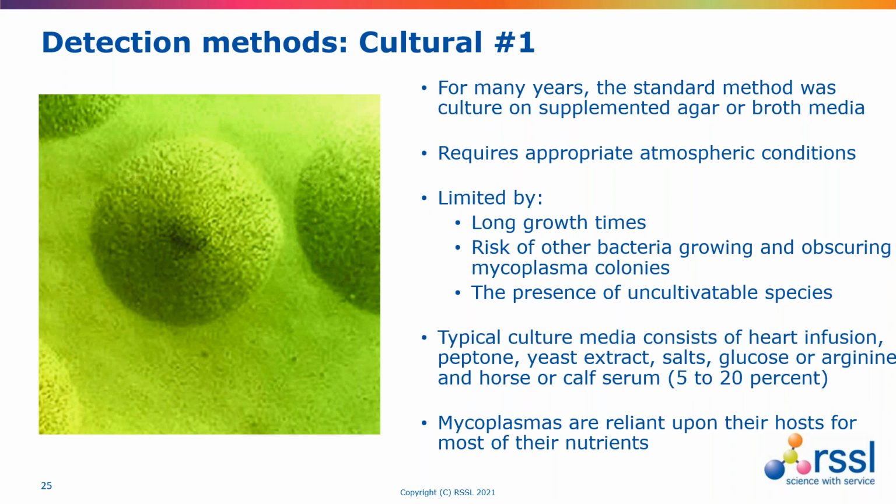And then to prevent the overgrowth of any other bacteria, because the media will encourage all bacteria to grow, often antibiotics to which the mycoplasmas are resistant, but most other bacteria are not, would be added to the medium. So something like penicillin or thallium acetate could be added to inhibit the growth of other organisms. And the complexity of the medium can lead to variability in the manufacturing process.